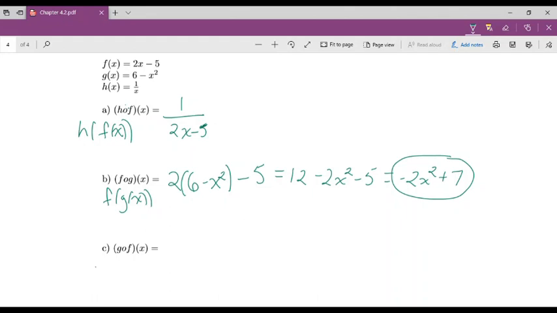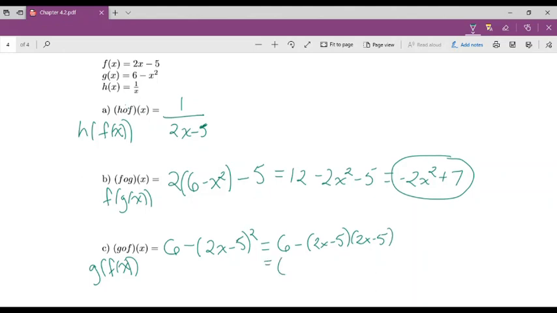So g of f of x means that I plug my f of x function in for every x in g. I start with my g function, which is 6 minus x squared. So I see that I have an x here. I'm going to plug in my f of x function for each one of those x's. So I get 2x minus 5, then squared. Now I do have to simplify this. So I get 6 minus, now you remember 2x minus 5 squared is the same thing as 2x minus 5 times 2x minus 5. Now we have to FOIL that out.